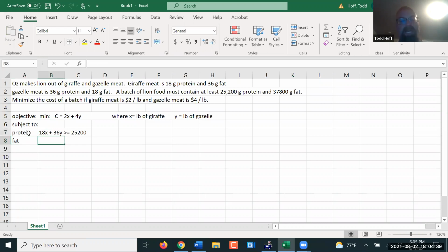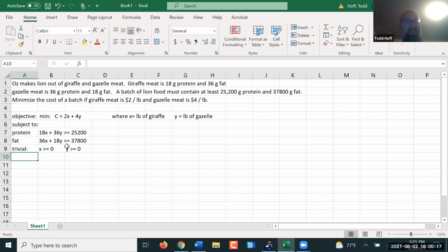We have a constraint for fat, which is saying we need 36 grams of fat per pound for the giraffe, plus 18 grams of fat per pound for the gazelle, and we need at least 37,800 grams of fat in our batch for the lion food. So these are our constraints. Of course, we also have the trivial constraints. Of course, x is greater than or equal to 0 and y is greater than or equal to 0. But as always, we tend to kind of ignore those because those are just assumed to be true.